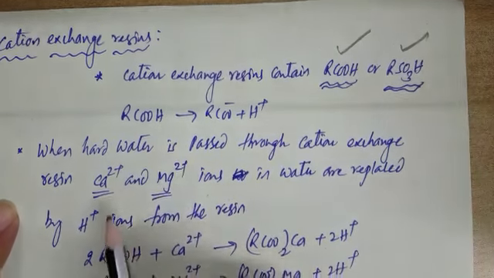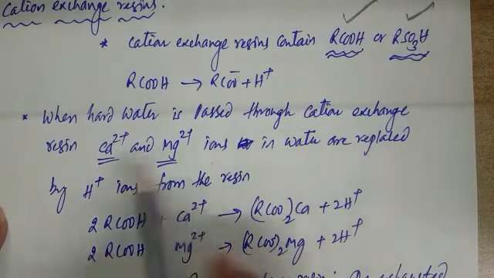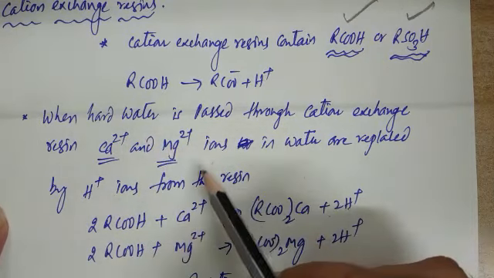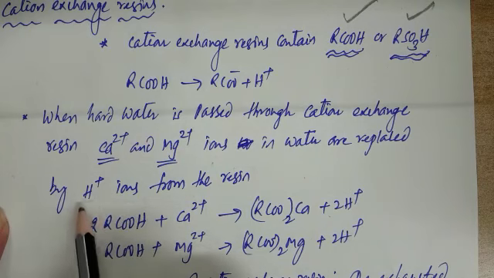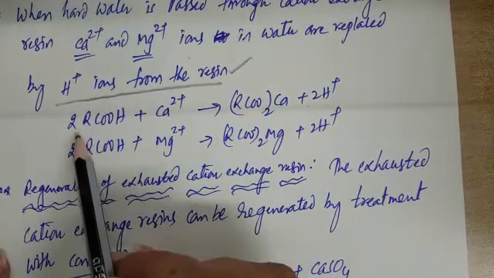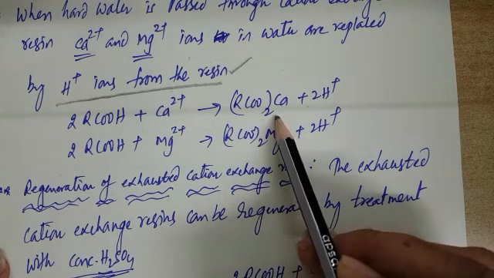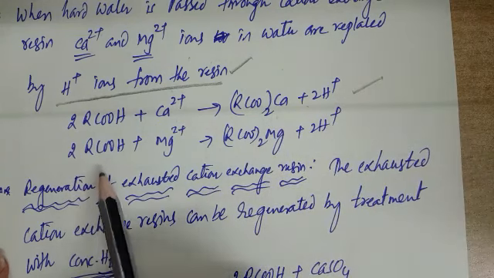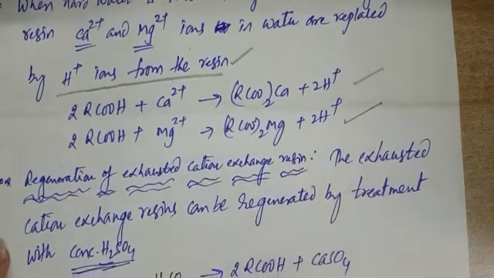Understood? When hard water is passed through cation exchange resins, whatever calcium and magnesium ions are present in the water are replaced by H+ ions from the resins. These are the two reactions we discussed: 2RCOOH plus Ca2+ gives (RCOO)2Ca plus 2H+, and 2RCOOH plus Mg2+ gives (RCOO)2Mg plus 2H+.